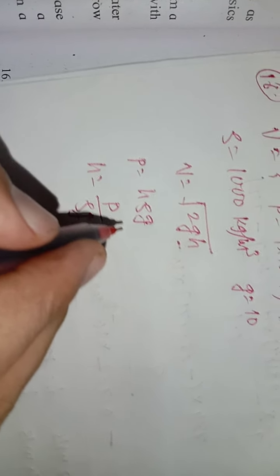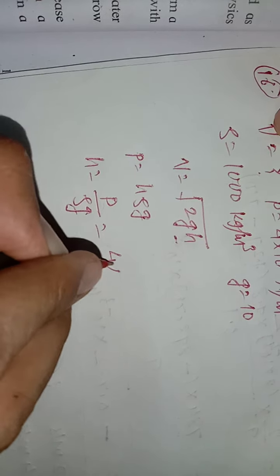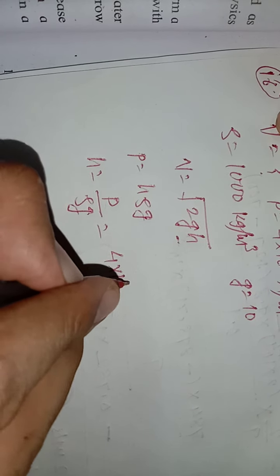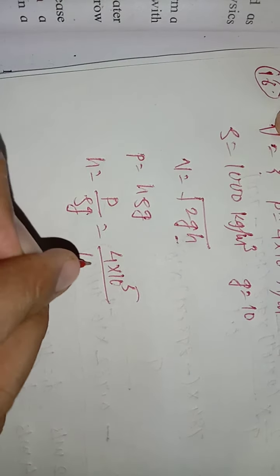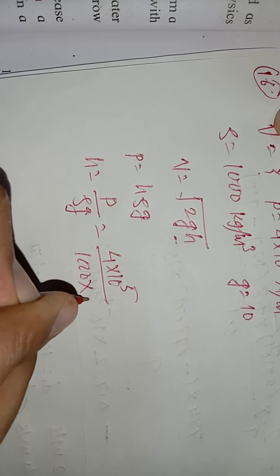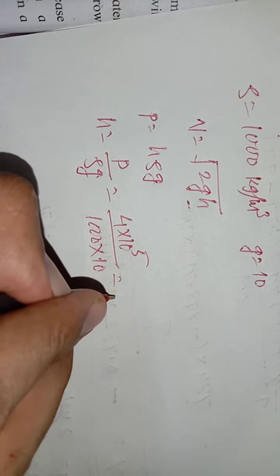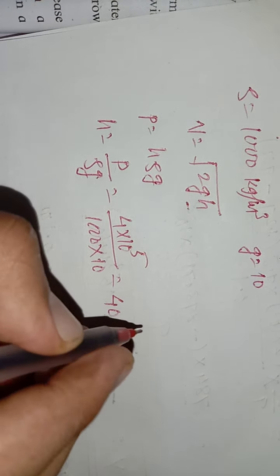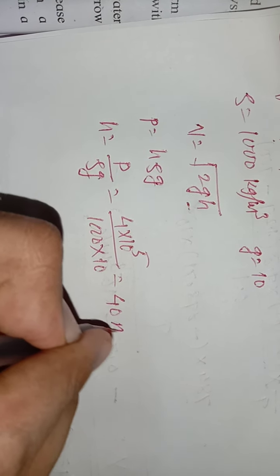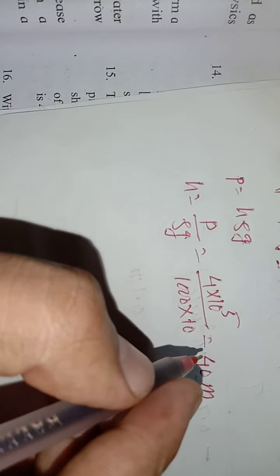So P is equal to how many? P is given as 4 into 10 raised to 5, divided by rho, that is 1000, into g, that is 10. When we calculate all this, we get 40 meter, that is the height. h is equal to 40 meter.